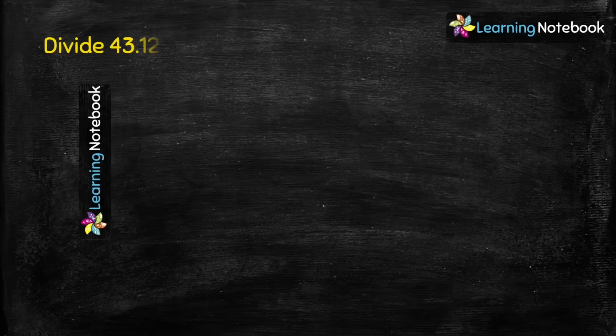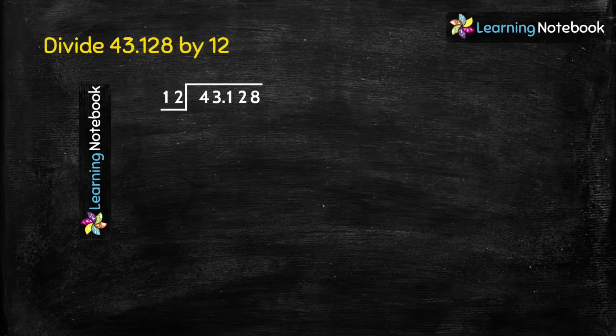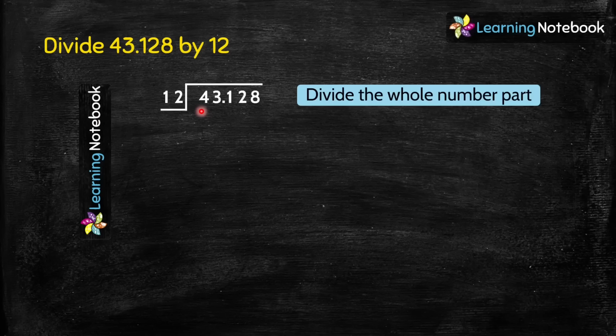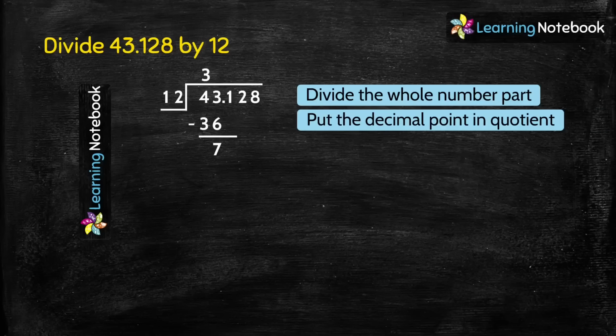Let's do one more question. Divide 43.128 by 12. So students, first we will divide the whole number part, which is 43. So 12 into 3 equals 36, and 43 minus 36 equals 7. Now division of whole number part is complete. So put the decimal point in the quotient.